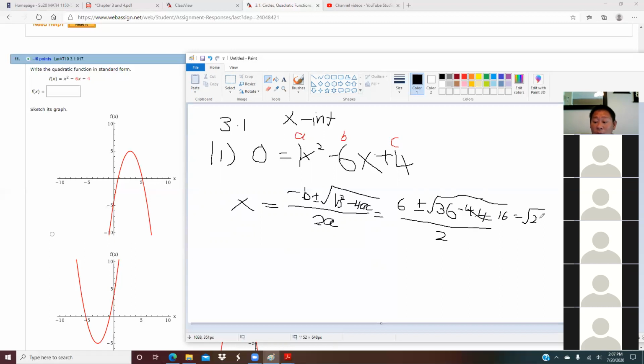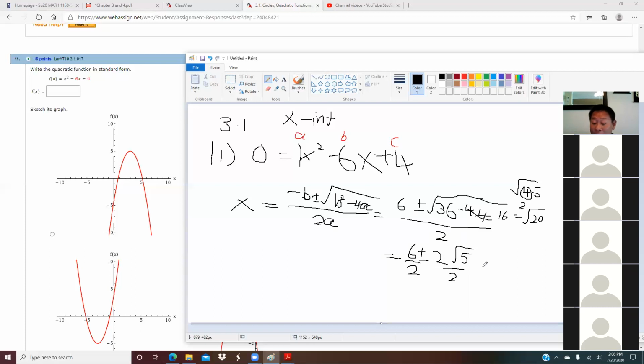And this you have to reduce. So 20 can be reduced to become 4 times 5, because 4 is a perfect square of 2. So this will give me 6 plus minus 2 square root of 5 over 2. But like last time I showed you, instead of putting everything over 2 here, what you do is you break this into 2 pieces.